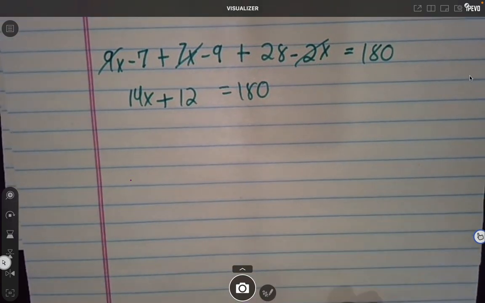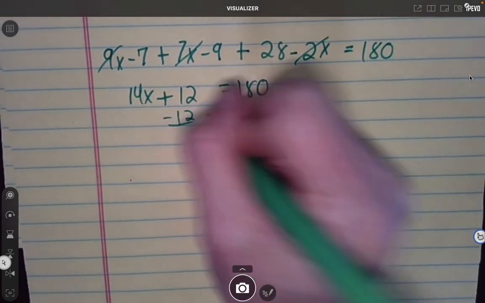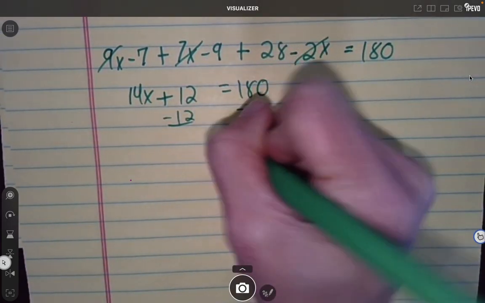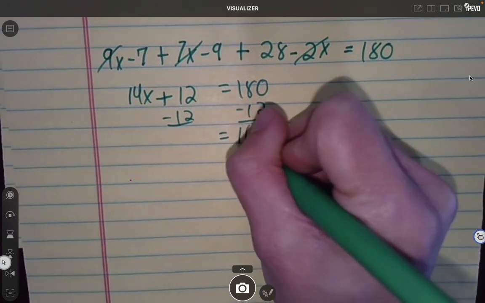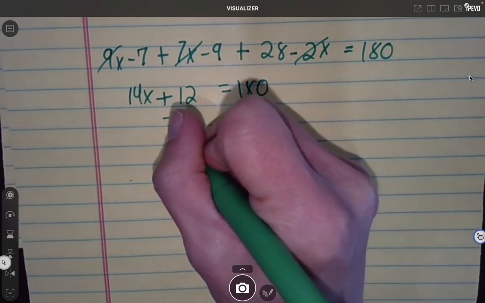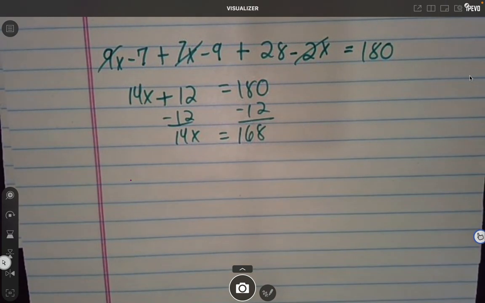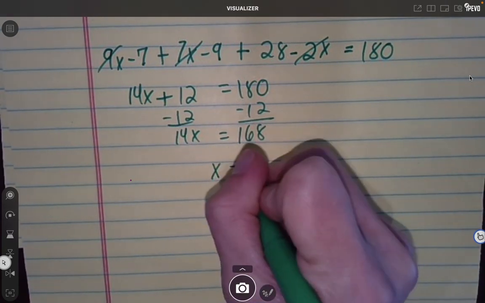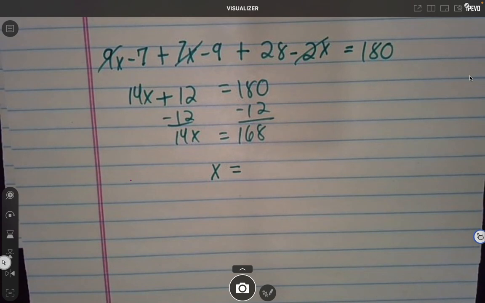Okay, then what do I do? Minus 12 from both sides. What's 180 minus 12? 168. So we have 14x equals 168, and then you divide by 14. What is 168 divided by 14? 12. Okay. X is 12.